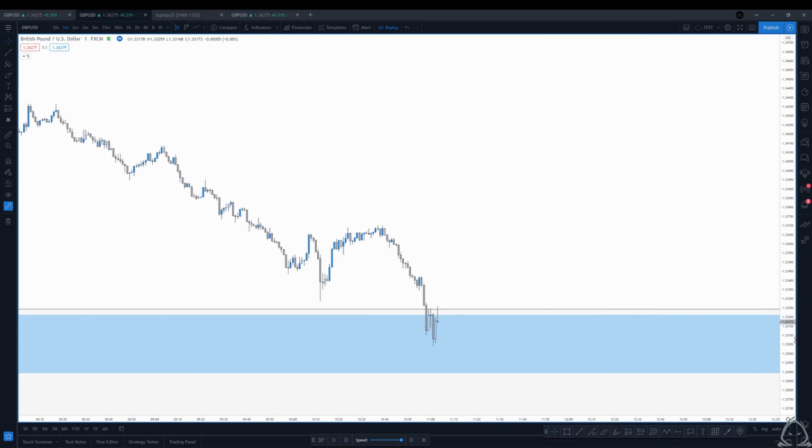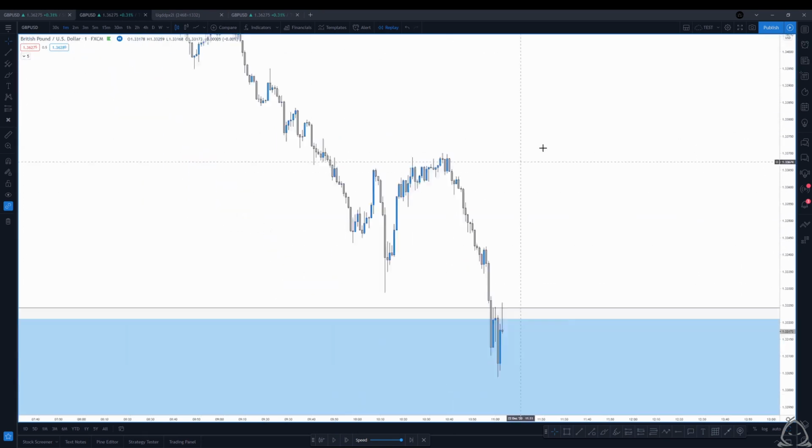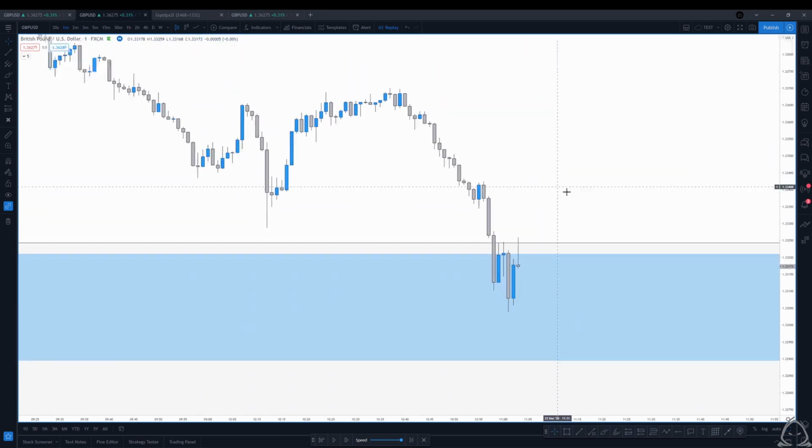Okay, so what we can see here on the hourly chart, and what I just realized is I have this indicator on from the previous video I recorded. I'll turn that off. I hope I didn't confuse anybody.